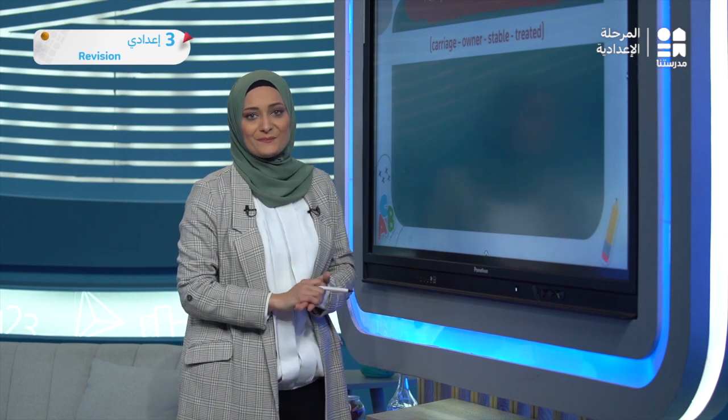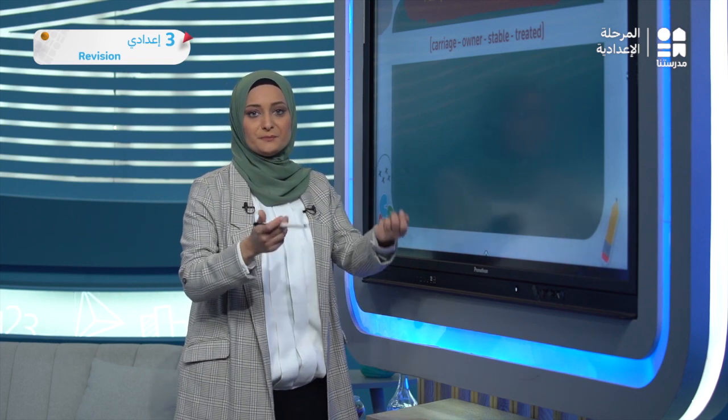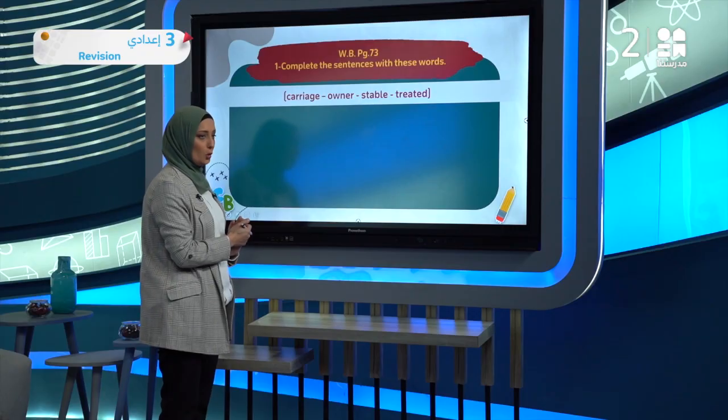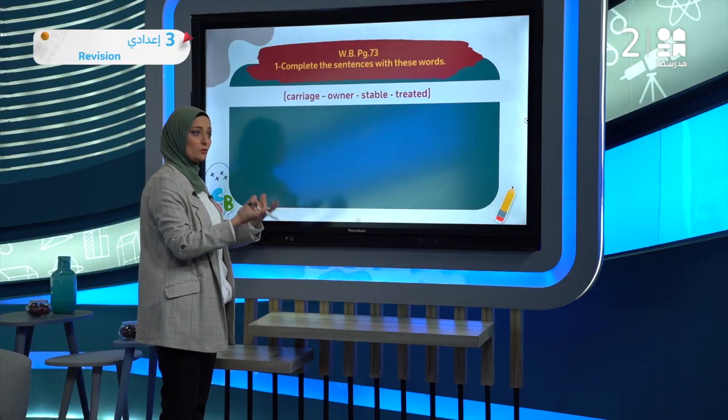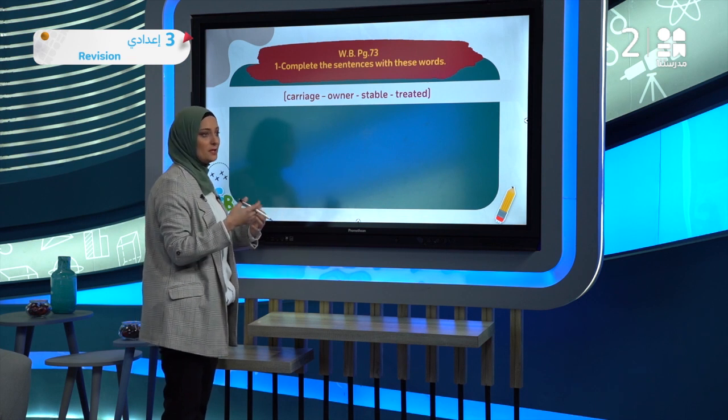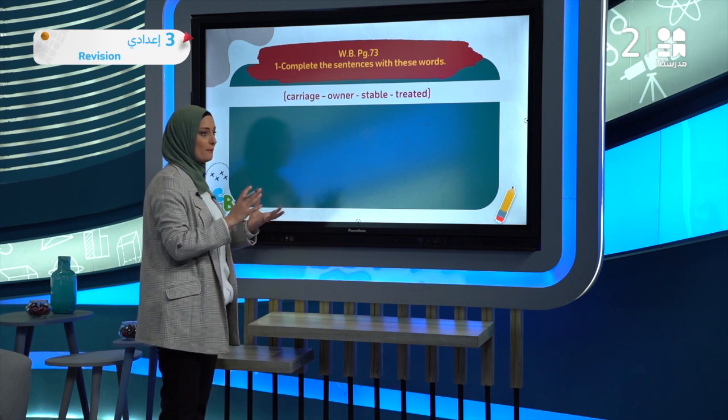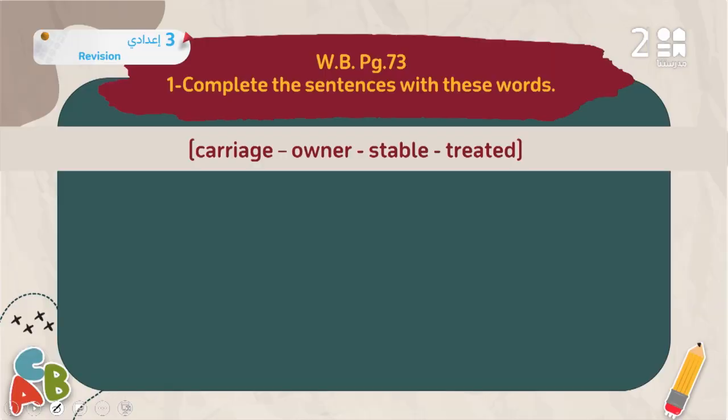Carriage اللي هي العربة اللي بيجرها الحصان. Owner اللي هو someone who owns a horse maybe or an animal or a house اللي هو مالك، اشترى بيت أو حيوان أو حاجة فبيمتلكها. Stable اللي هو الاسطبل بتاع الحصانة and treated يعني عامل.